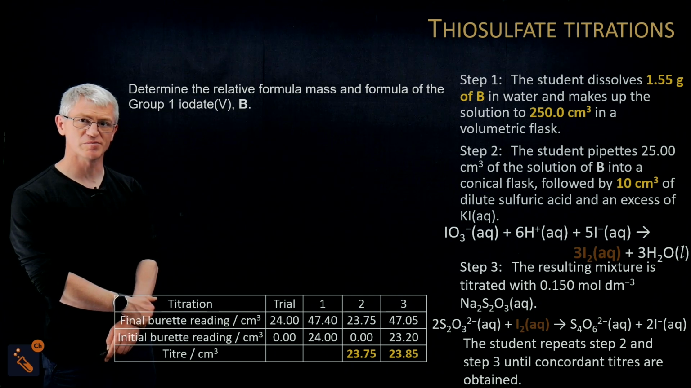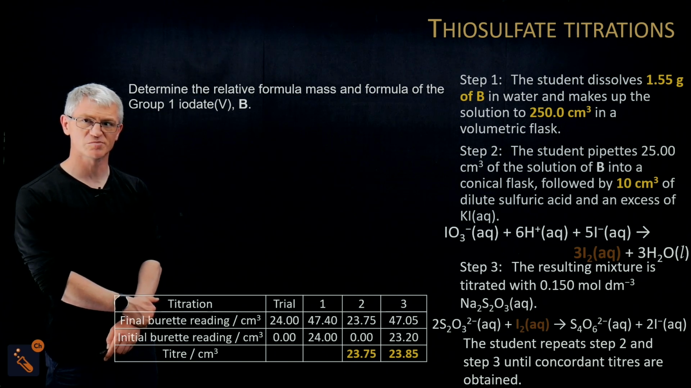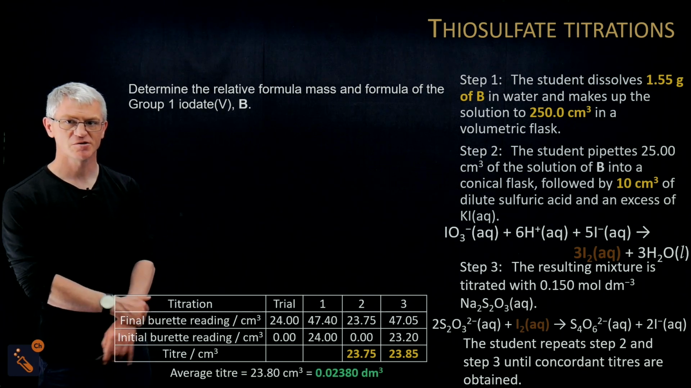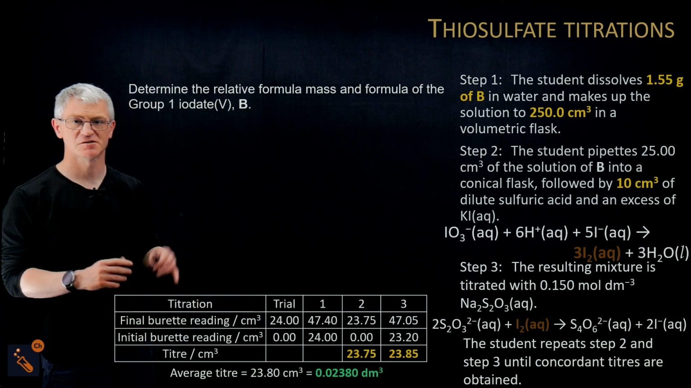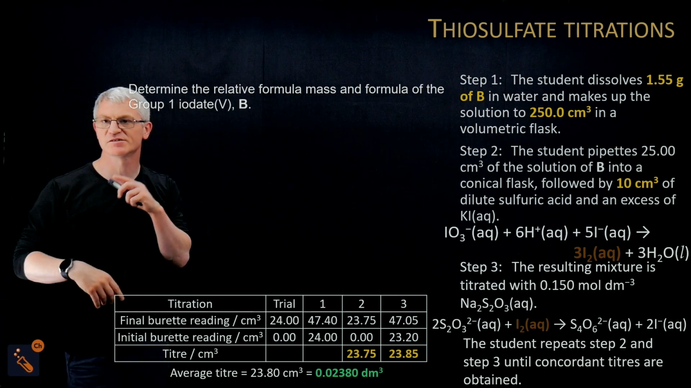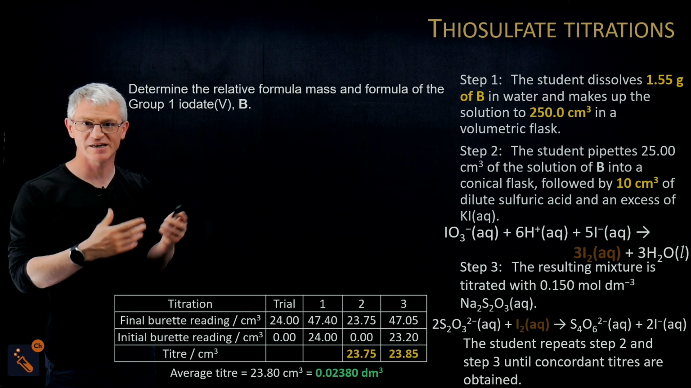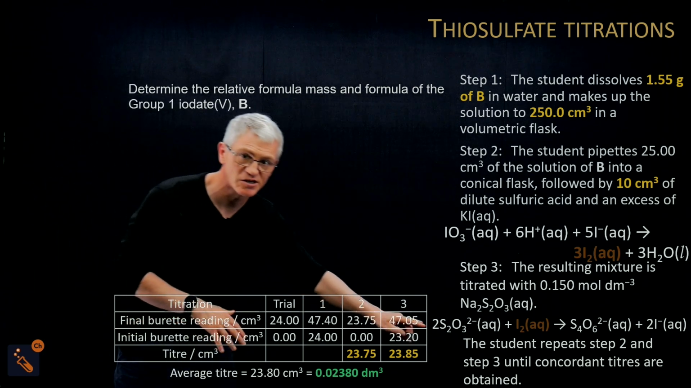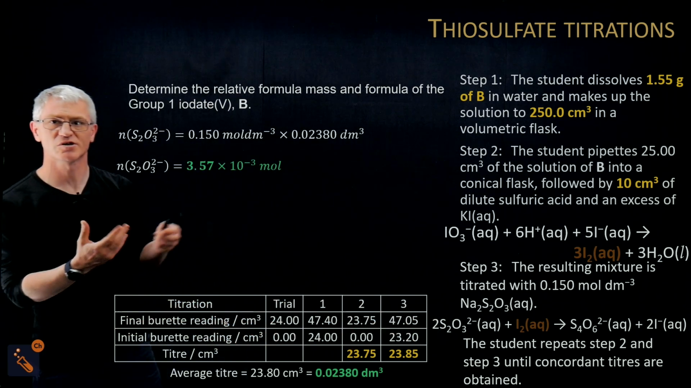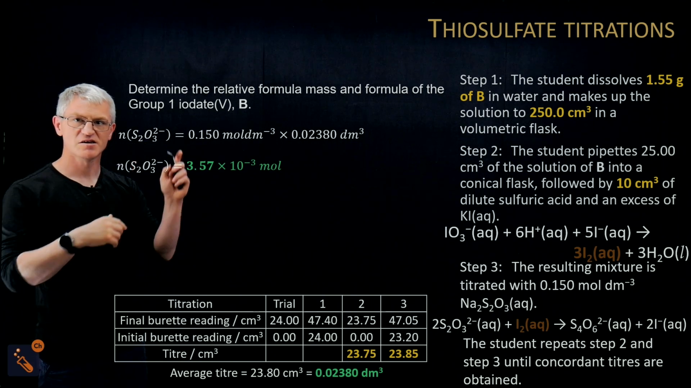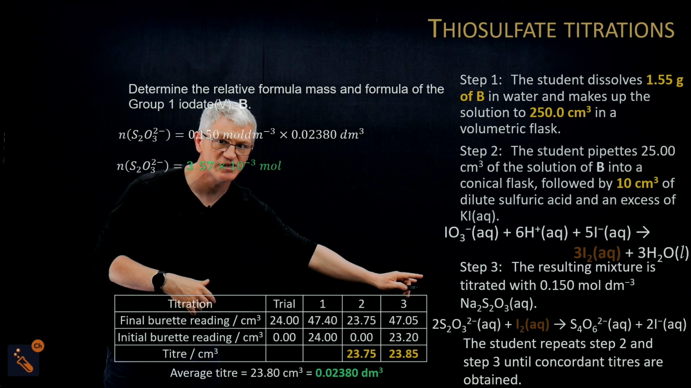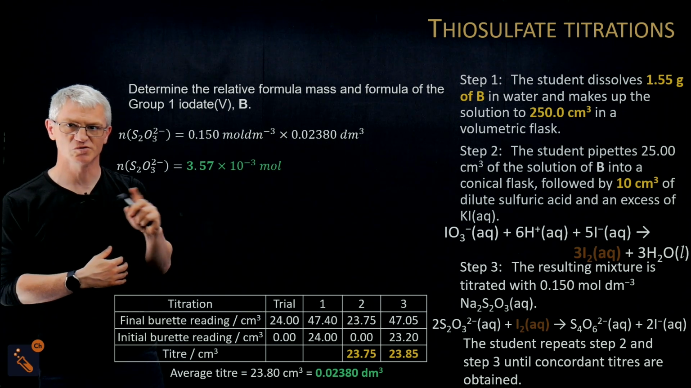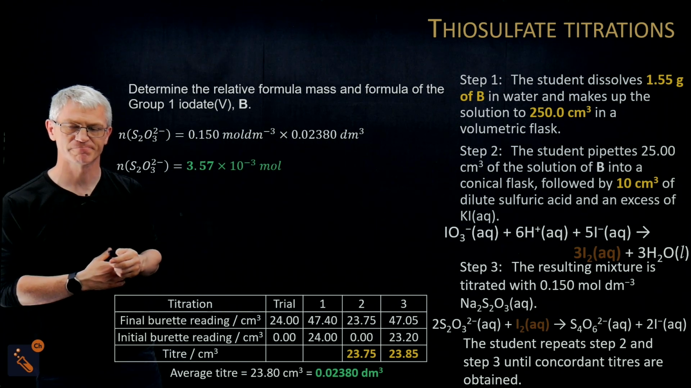Now determine the relative formula mass and formula of the group 1 iodate B. So we're going to form that. We've got our average titre, and we put it in decimetres cubed. First thing we do, if you remember, is to work out the moles that we can, and we can work out the thiosulfate because we've been titrating it like we did before with thiosulfate. So let's work out the moles of thiosulfate. We've got the concentration from the question down here, and then times it by our volume. We've got a number of moles of the thiosulfate from that point.